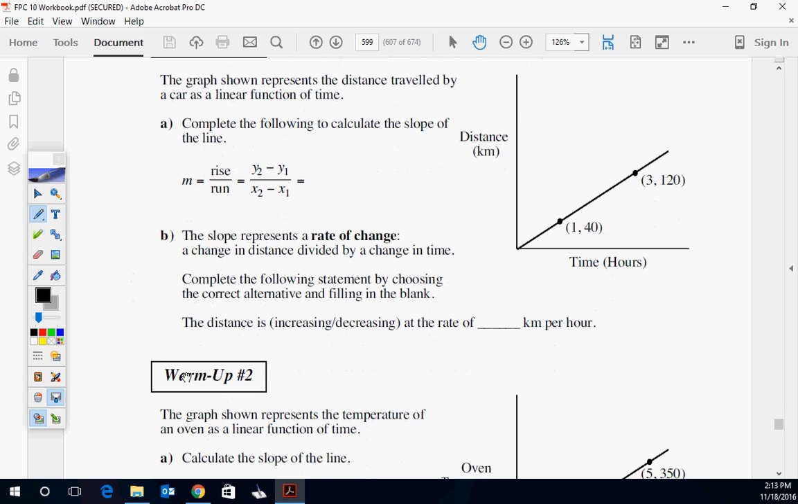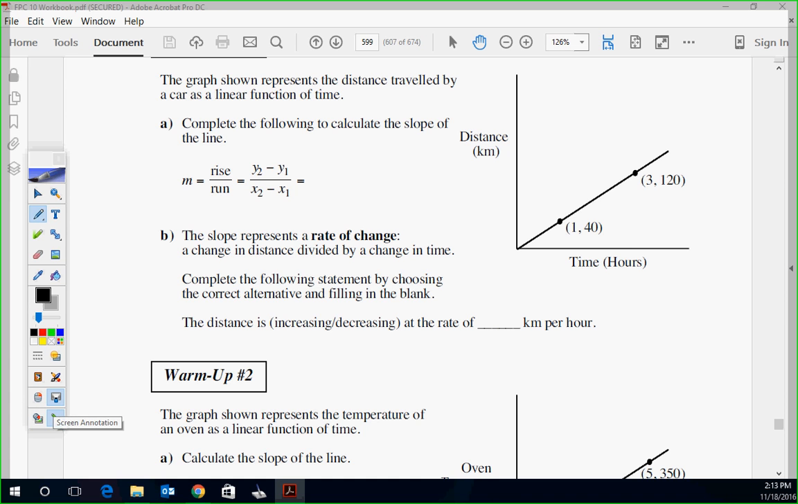So see, complete the following and calculate the slope of this line. So we have two points. We can calculate the slope of that line. Okay, so let's do that first. So we're going to go 120 minus 40 over 3 minus 1. So that's going to be 80 over 2, which is 40.